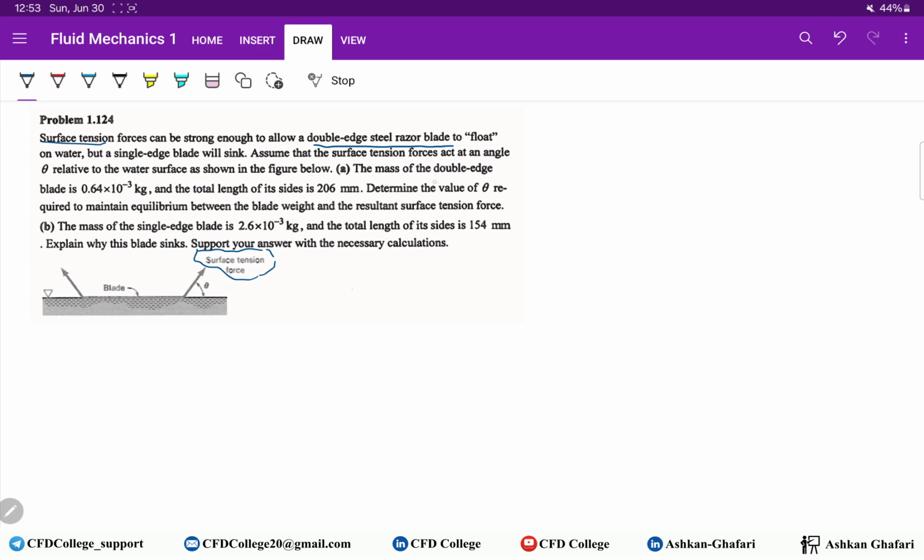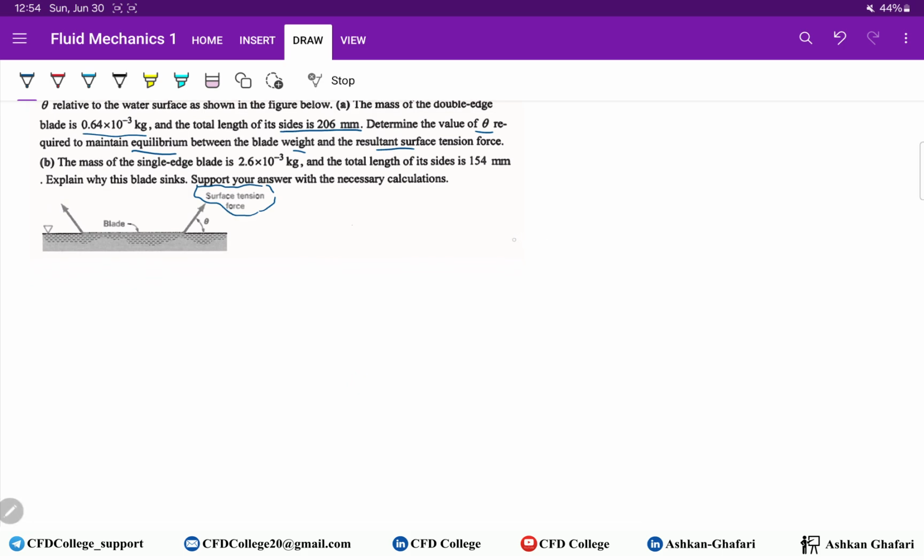The mass of the double-edged blade is 0.64 grams. The total length of its side is 206 millimeters. Determine the value of theta required to maintain equilibrium between the blade weight and the resultant surface tension force. This is for section A. We have section B in this problem. Okay, let's start with section A.